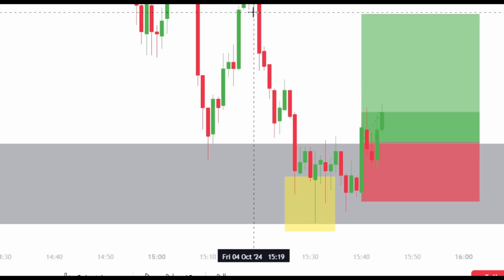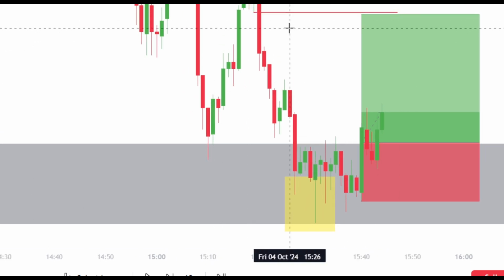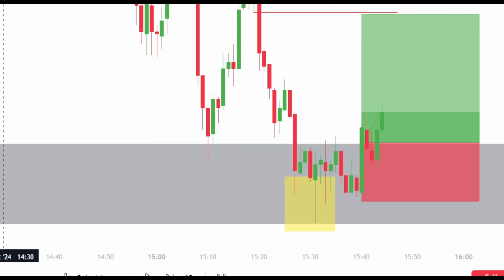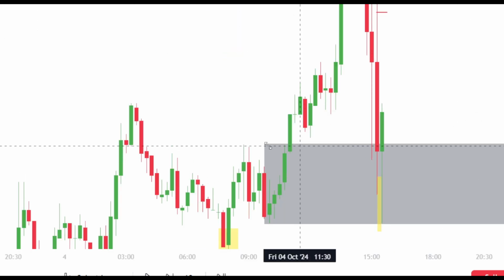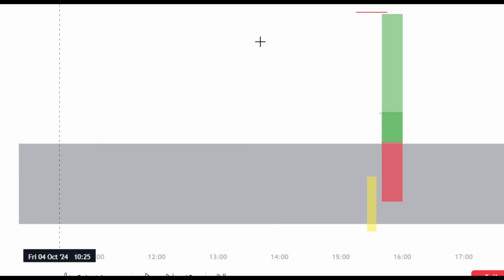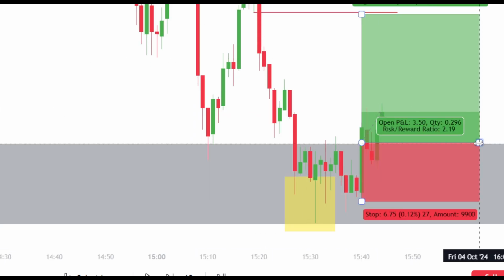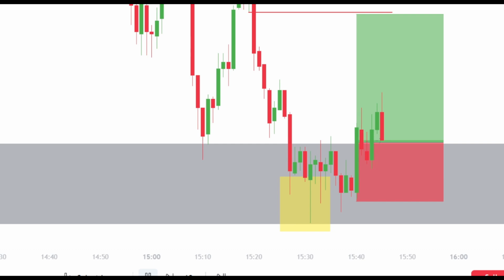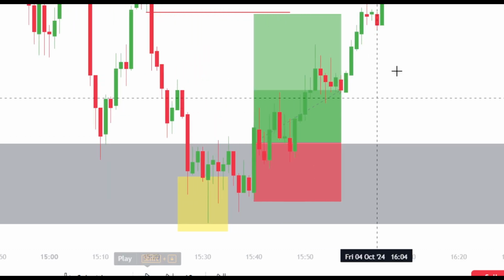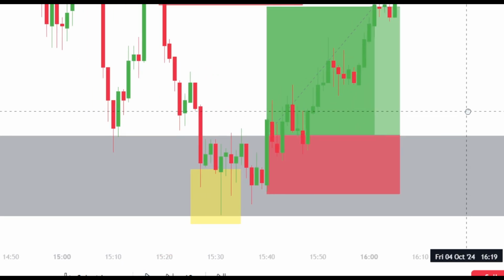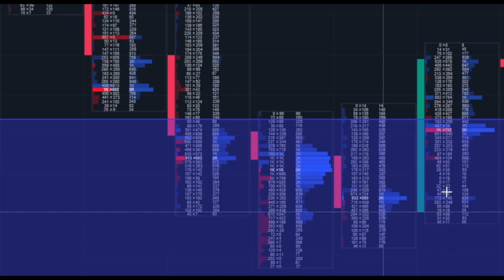Now, why was this my target? Well, we have a fair value gap over here. Simple as. So we're essentially trading from a 15-minute fair value gap, and we're looking to target the local 1-minute fair value gap. This is a scalp trade. So again, price did eventually rally up in our favor. And the reason for that was, again, we had massive absorption over here.